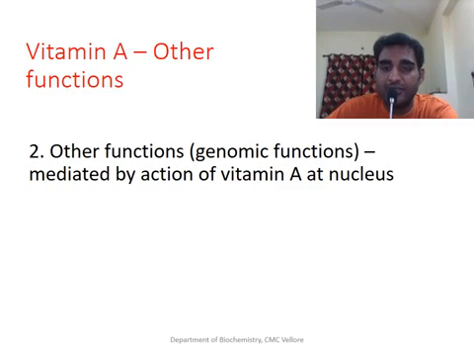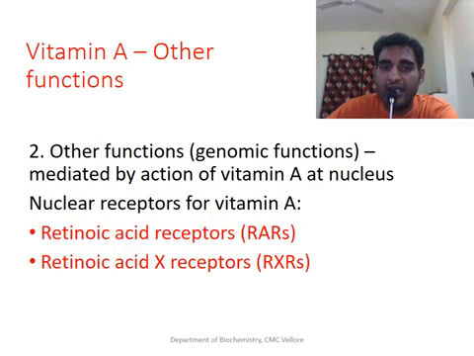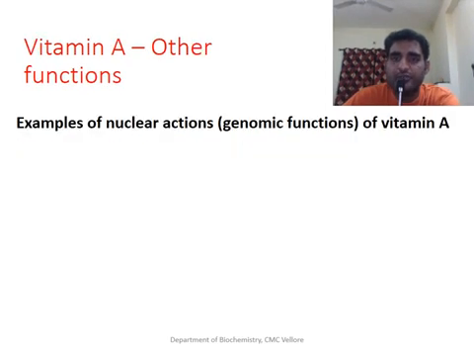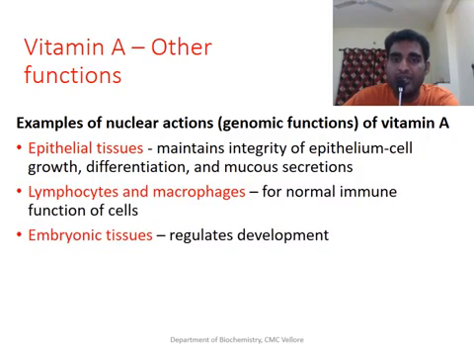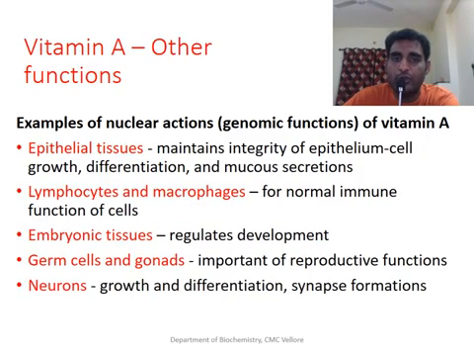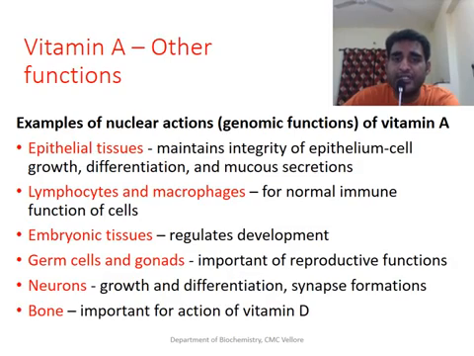There are two receptors for vitamin A in DNA, RAR and RXR receptors. Some of the cells which contain receptors for vitamin A are epithelial cells, immune cells, embryonic cells, gonadal cells, neurons and bone cells. In each of these, vitamin A plays important roles to regulate their growth and development.